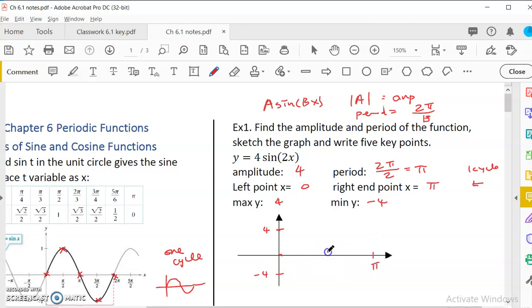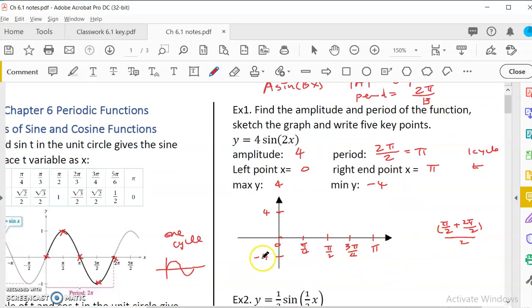And then in order to graph it, this is a sine graph and there's no reflection. So we would do half of it, pi over 2. This is 0. And the half between 0 and pi over 2 is pi over 4. The half between pi over 2 and pi would be pi over 2 plus 2 pi over 2, then divided by 2, right? So it's 3 pi over 4. We can graph it. We know for sine it is intercept, max, intercept, min, intercept. So it will be like that, because sine is like this.